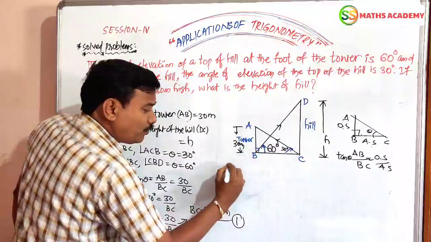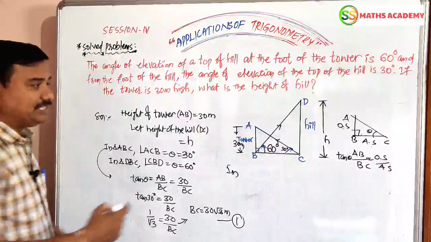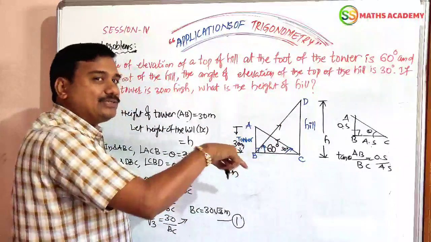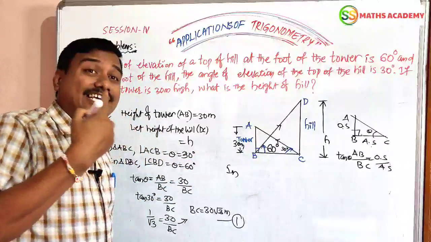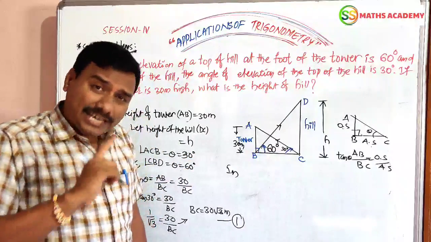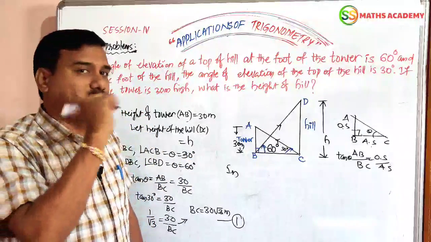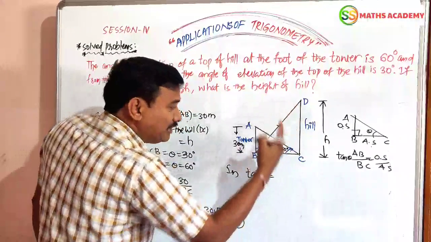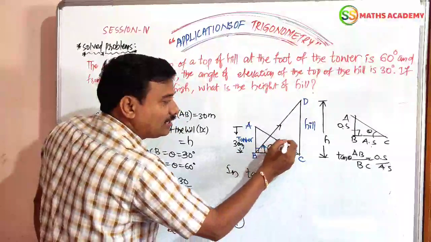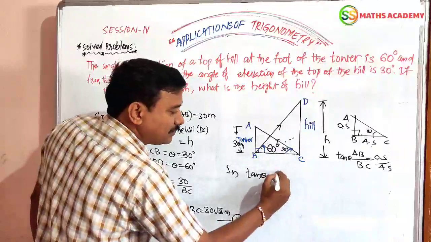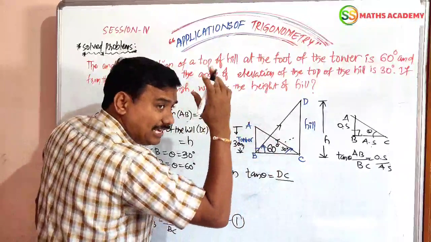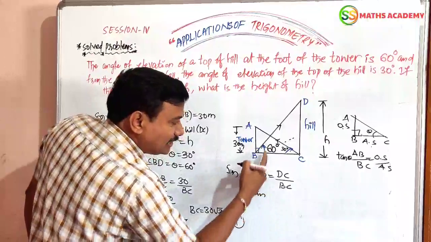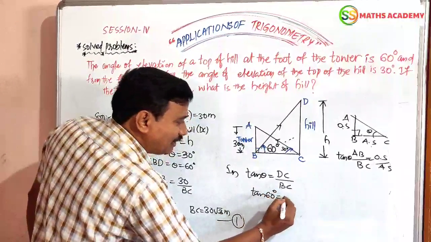Now I am going to take the second triangle, DBC. Here also we apply the ratio concept, opposite side by adjacent side, that ratio is tan theta. Here theta will be 60 degrees, which is also an angle of elevation.